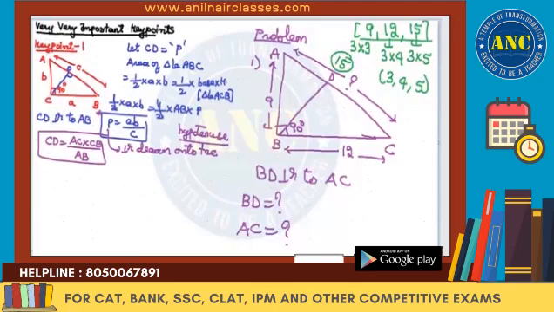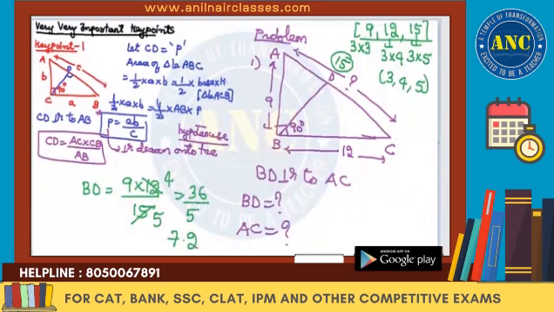What is the BD value? BD is nothing but 9 into 12 divided by 15. 3 4s are 12, 3 5s are 15. So it is 36 by 5, and the answer is 7.2. I hope the idea is clear, right, sir?